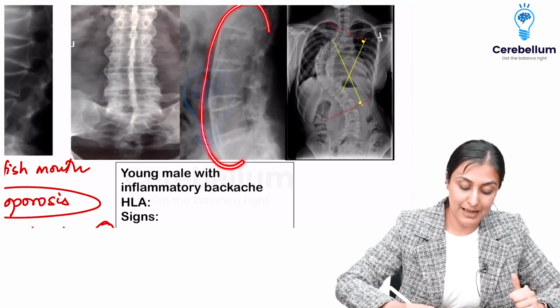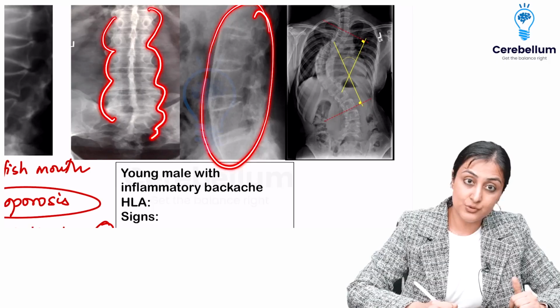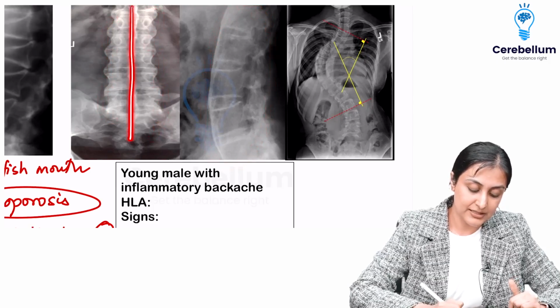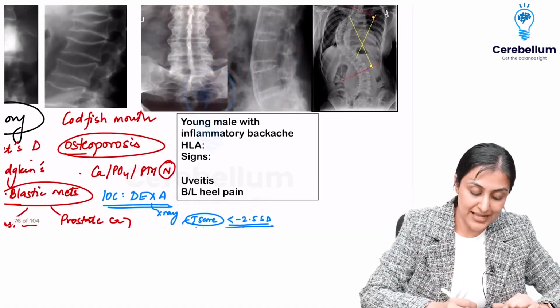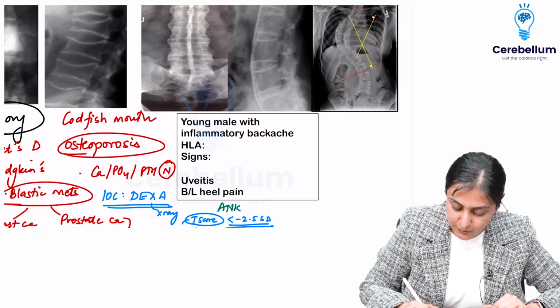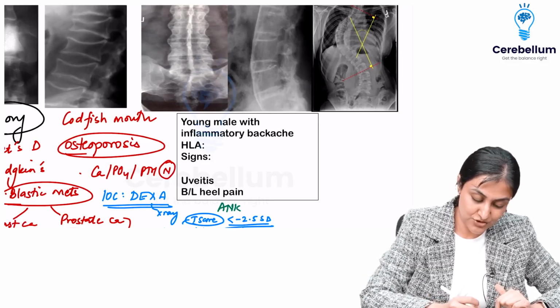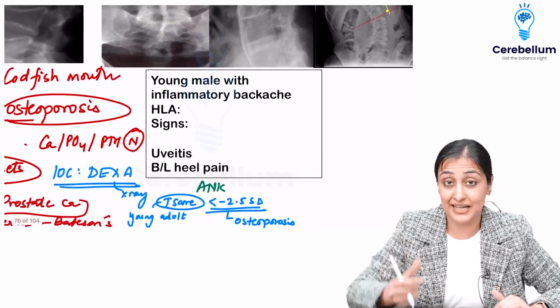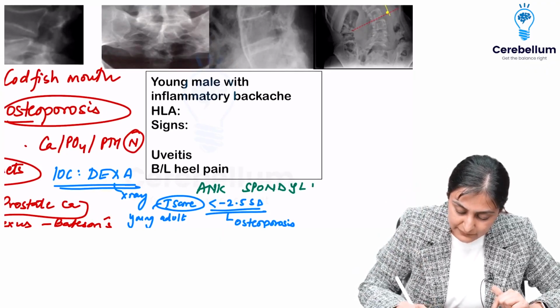It's a fused bamboo spine. You can see the spine getting completely fused. You can see here the interspinous ligament is ossified. What is the diagnosis? This is ankylosing spondylitis. So remember, ankylosing, you can just remember ankspond. Ankylosis means to fuse. Spondylitis is inflammation.